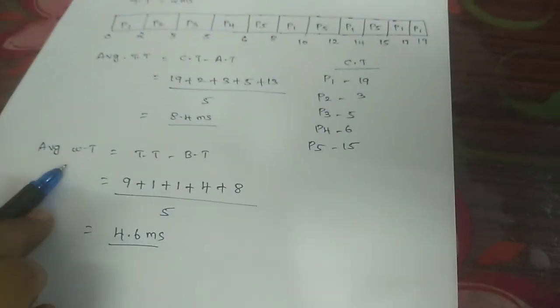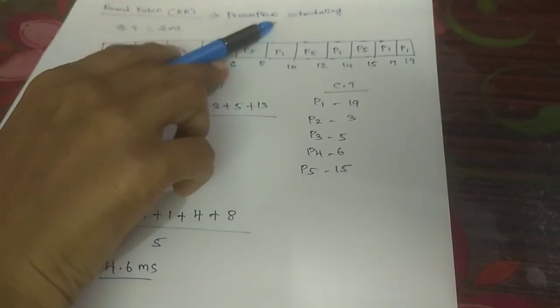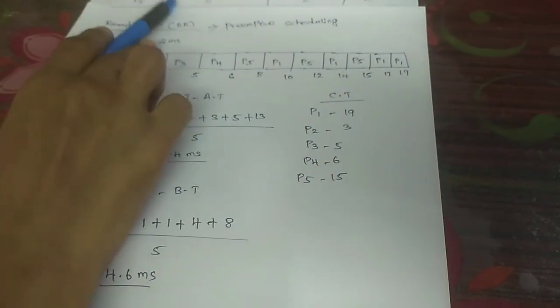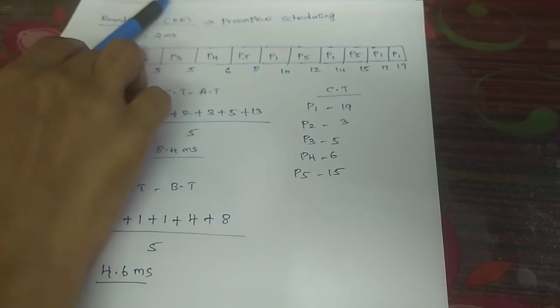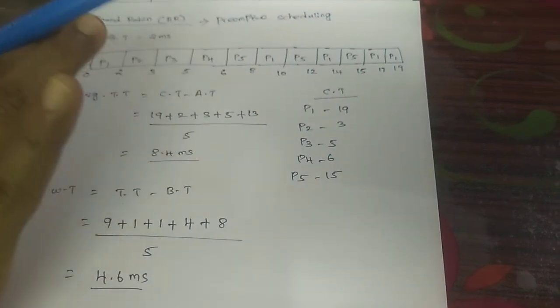Okay, this is the average turnaround time, waiting time and completion time for RR, that is round robin preemptive, for this problem. So you found out FCFS, that is fully non-preemptive, and RR, that is fully preemptive.